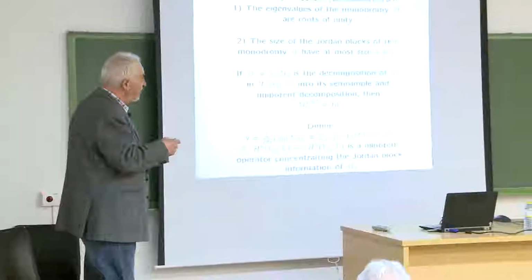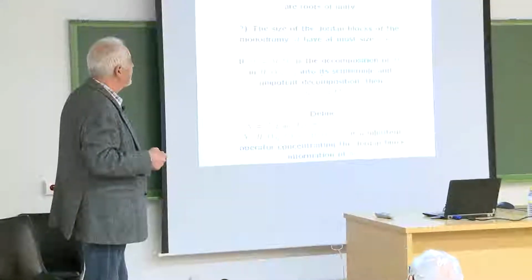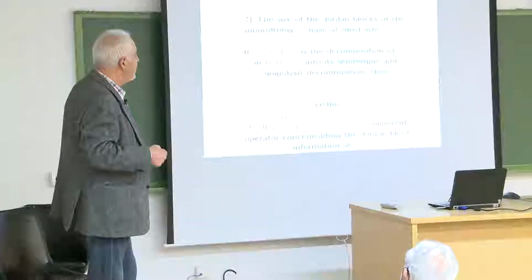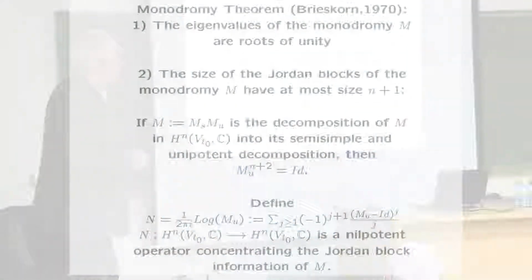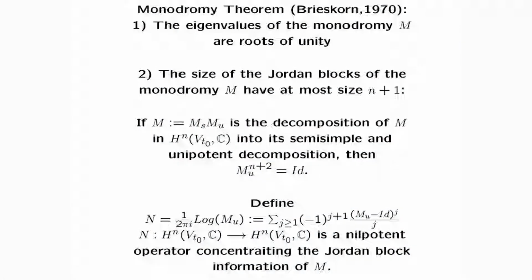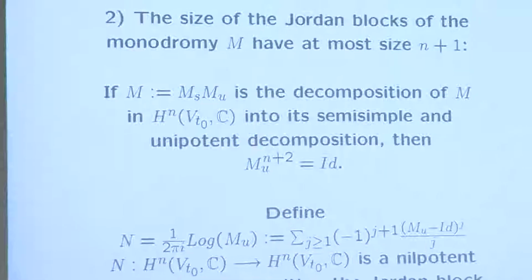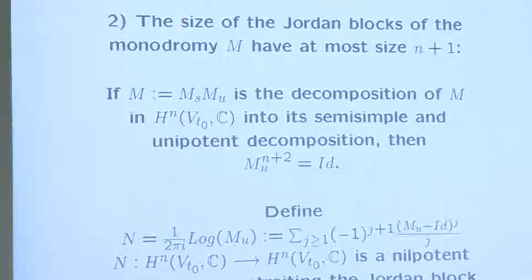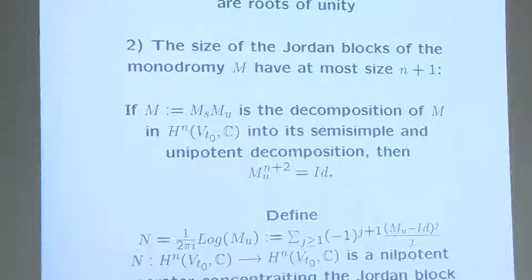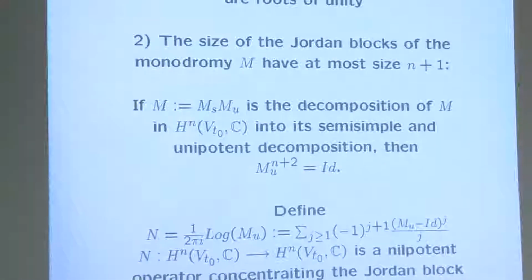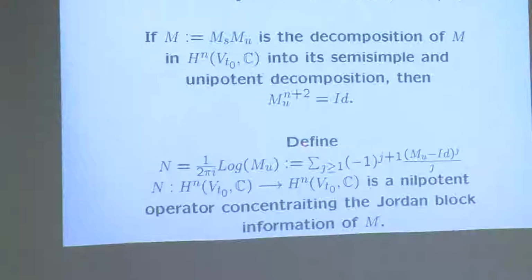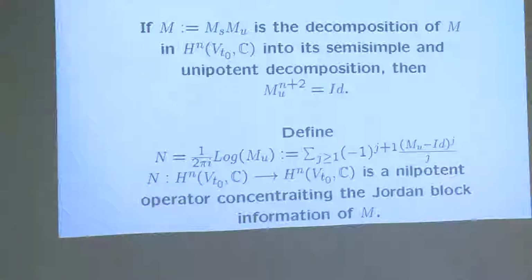There's this classical theorem, this monodromy theorem proved by Brieskorn, that says that the eigenvalues of the monodromy are roots of unity, and that the size of the Jordan blocks of the monodromy have at most size n+1. Now, if you decompose the monodromy map as its semi-simple part times its unipotent part, then this part of Brieskorn's theorem says that the unipotent part raised to the n+1 is equal to the identity. And now, what typically one does is you take the logarithm of the unipotent part.